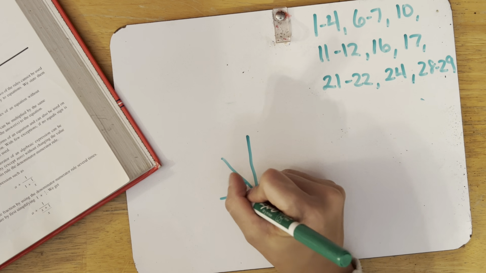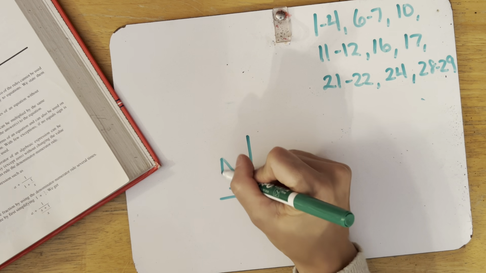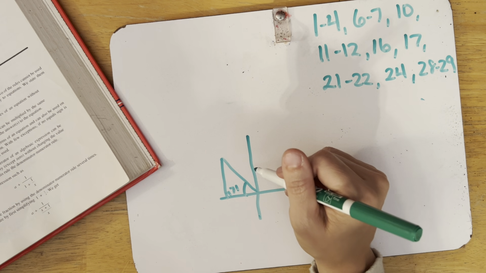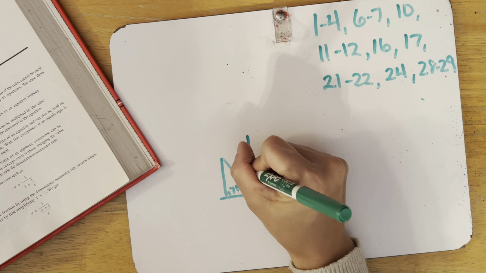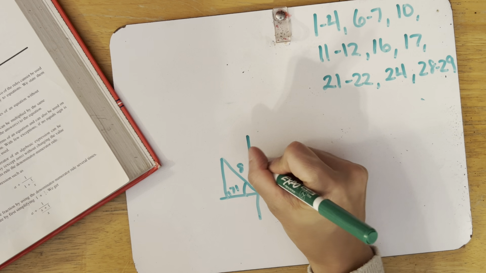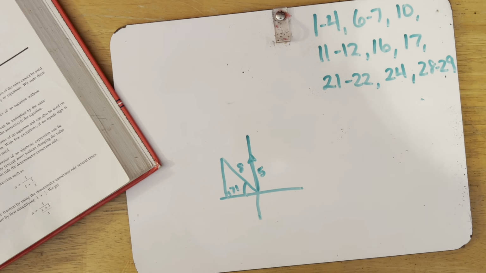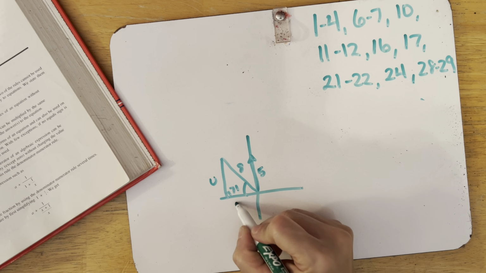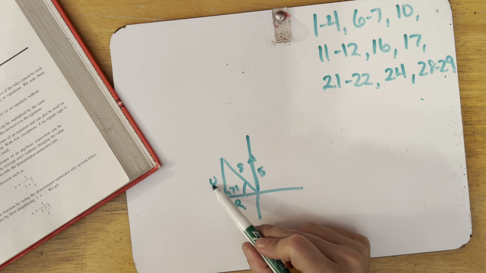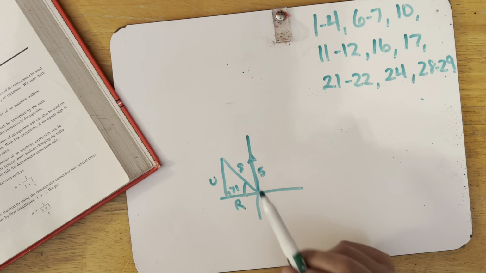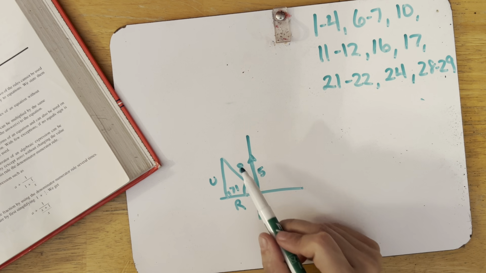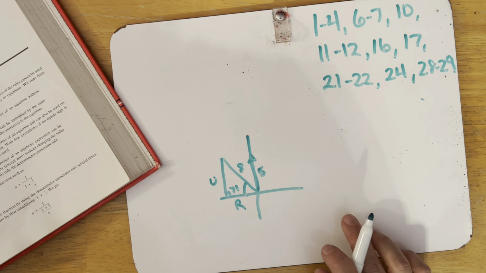Okay, so this is 71. So I can make this a right triangle. And this is 8, and straight up is 5. Okay, so this is your u, this is your r. Here's your hypotenuse, so sine equals u over 8, solve for u, and then cosine of 71 equals r over 8. Okay, that's your first step.